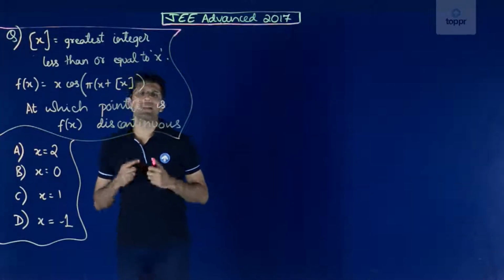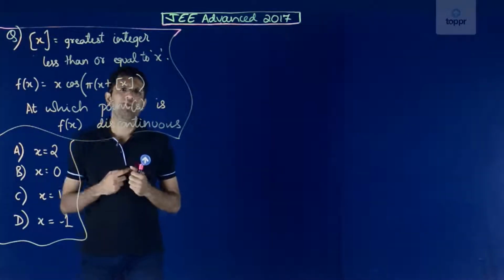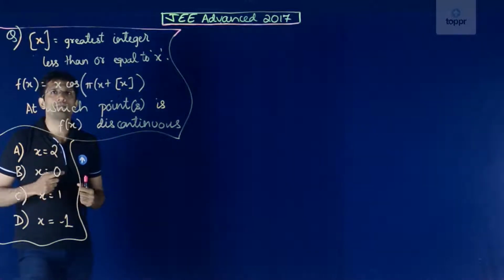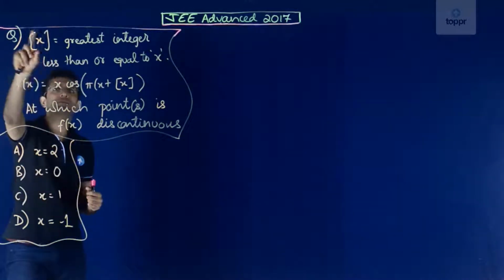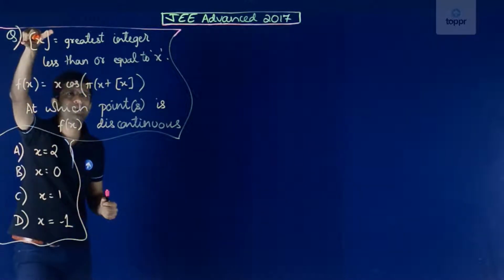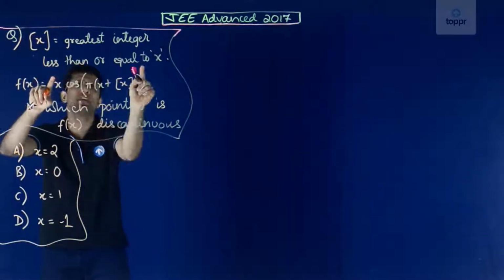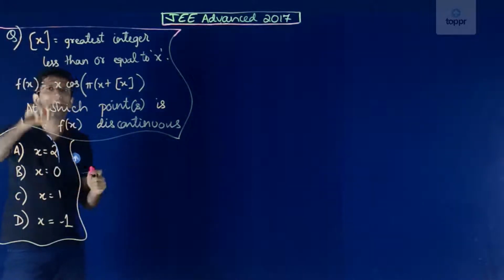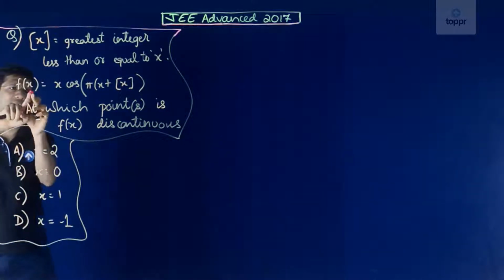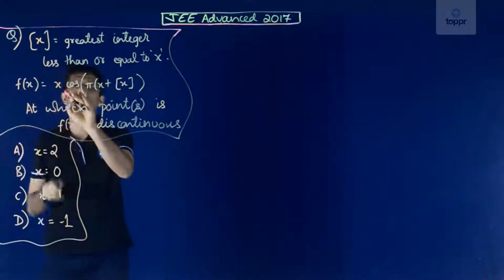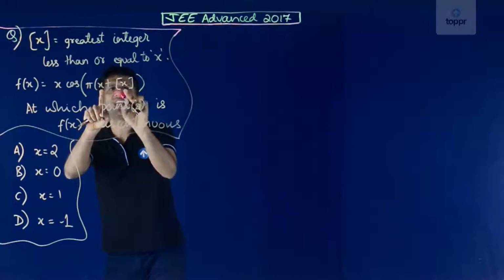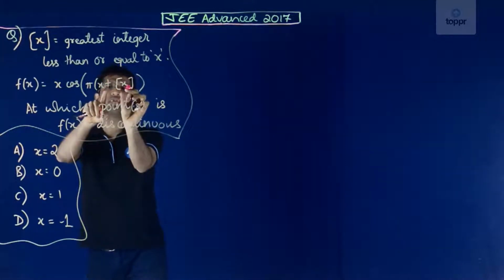Let us now look at another question of the IIT JEE 2017 advanced paper, and the question says, suppose this symbol here denoted by these brackets represents the greatest integer less than or equal to the variable x, then suppose for this function we have yet another function f of x defined as x into cosine of pi multiplied by x plus gif of x, that is greatest integer function of x.